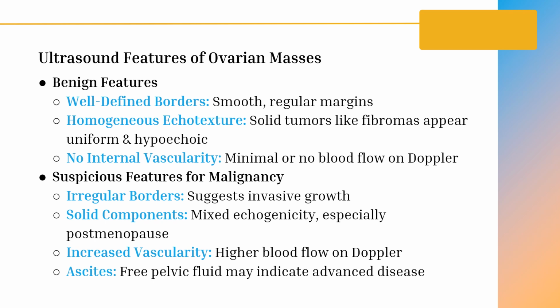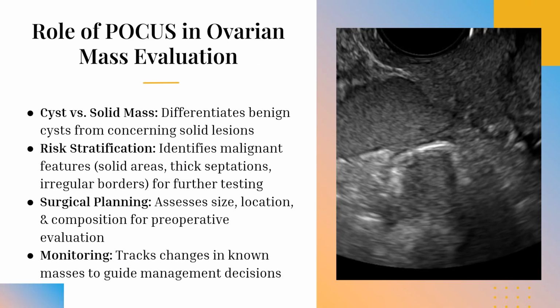Things that are more malignant are going to have irregular borders because that suggests invasive growth. Solid components, a mix of echogenicity, especially in postmenopausal patients, and lots of blood flow based on the Doppler studies that you do. Ascites, free fluid, tends to indicate a more advanced condition. The whole point of point-of-care ultrasound with ovarian masses is to determine: is this more suggestive of benign, or is this more of a malignancy concern?